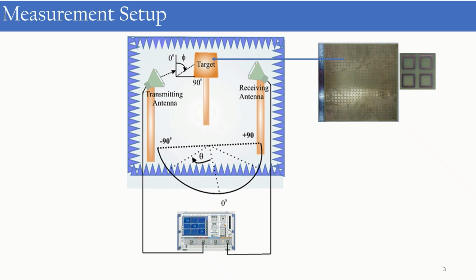The reason we are using the metal plate is that it is the calibration step. That's why we use the metal plate as the reference. So this is for a normal measurement setup.